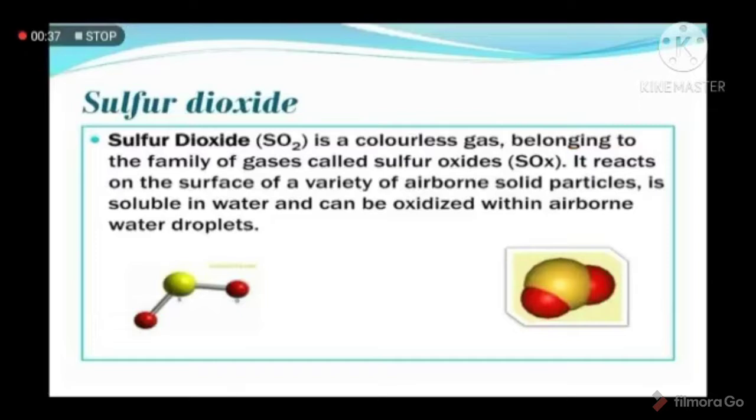So we have sulfur dioxide or SO2, a colorless gas belonging to the family of gases called sulfur oxides or SOx. It reacts on the surface of a variety of airborne solid particles, is soluble in water, and can be oxidized within airborne water droplets. Sulfur dioxide dissolves easily in water to form sulfuric acid. For example, the cooking odor is produced from the burning of fossil fuel.